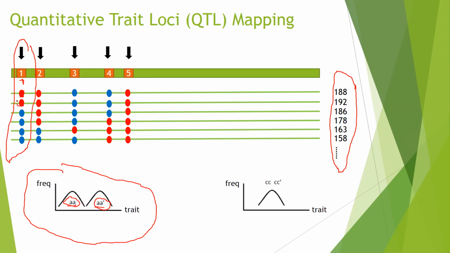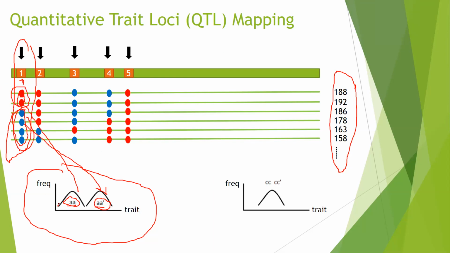Let's assume the red one is the homozygous genotype, and the blue one is the heterozygous genotype. So let me ask you, can we subcategorize, subdivide this sample into two subsamples, subgroups, which carry... Yes. Okay, now we have two samples, right?